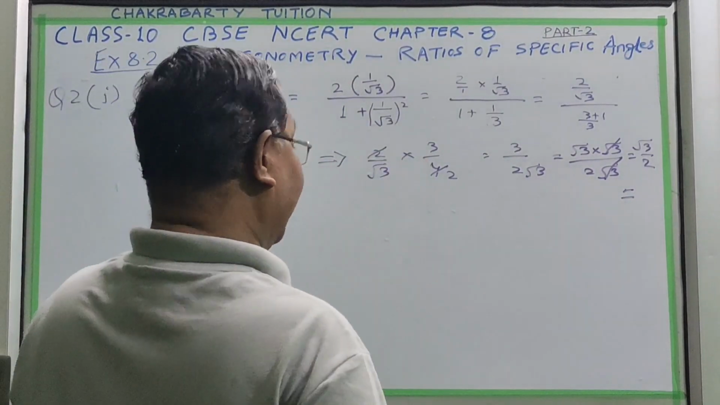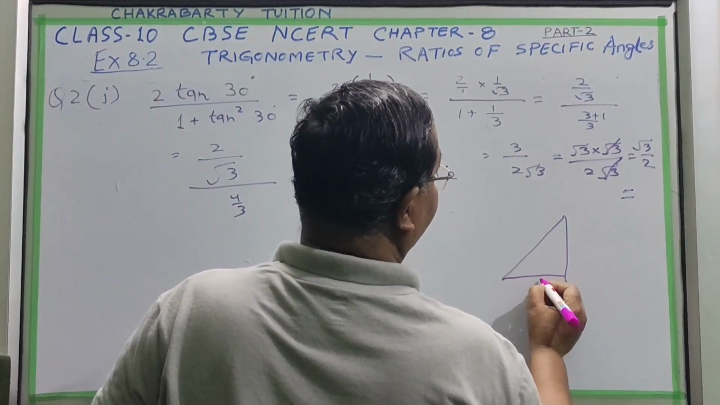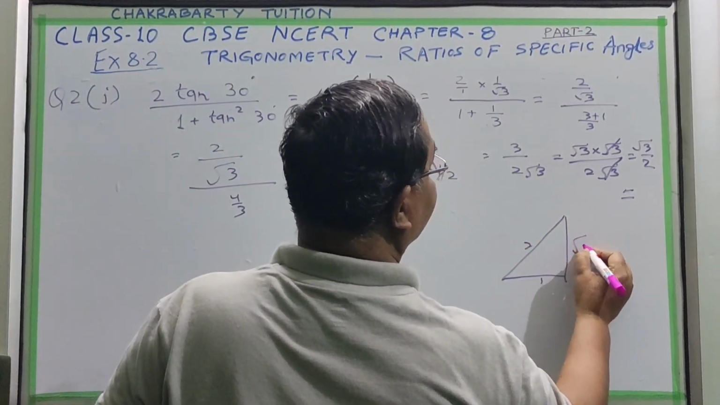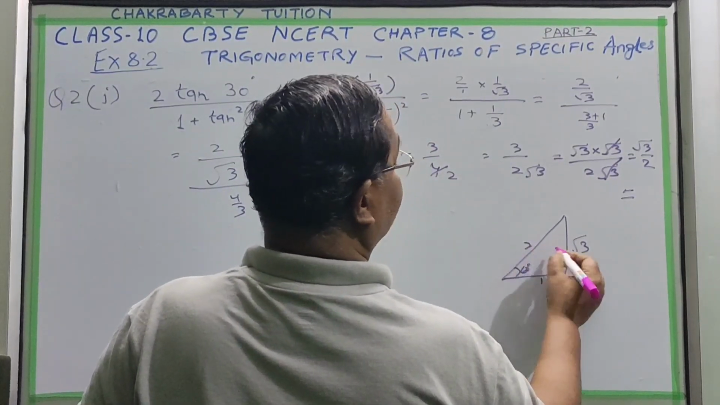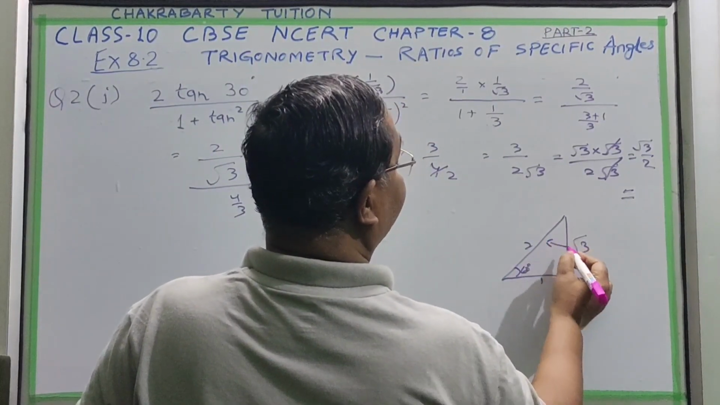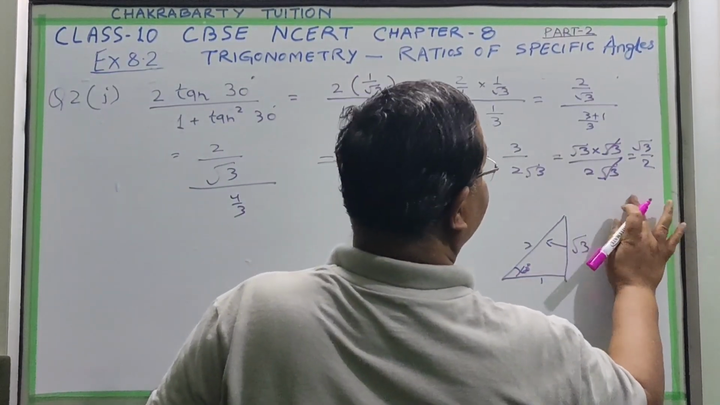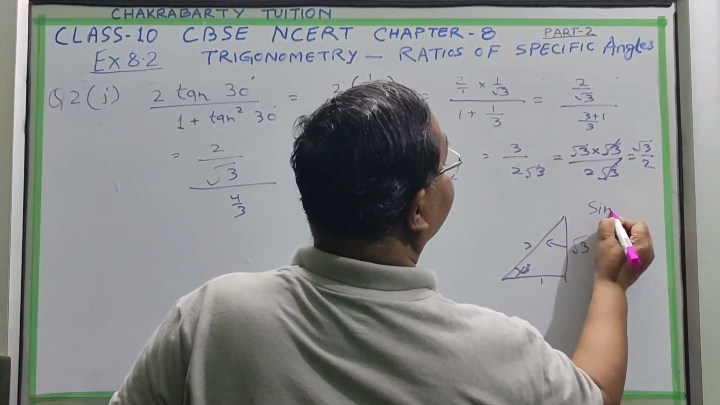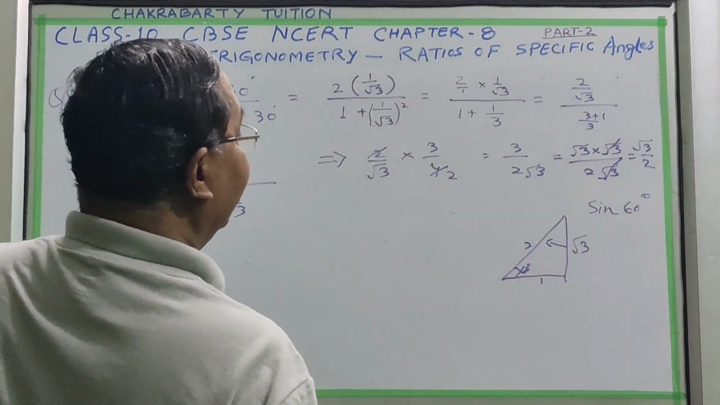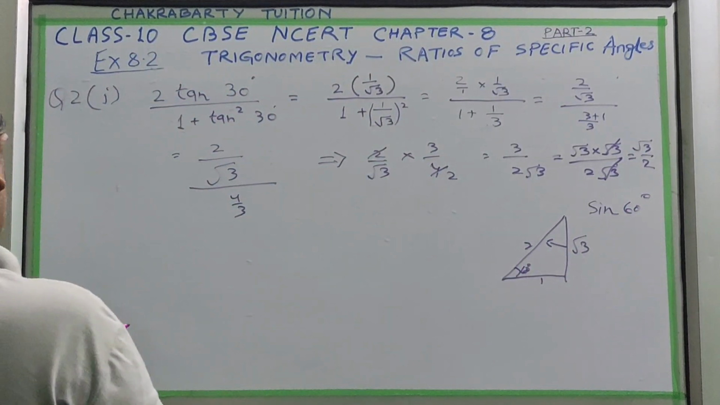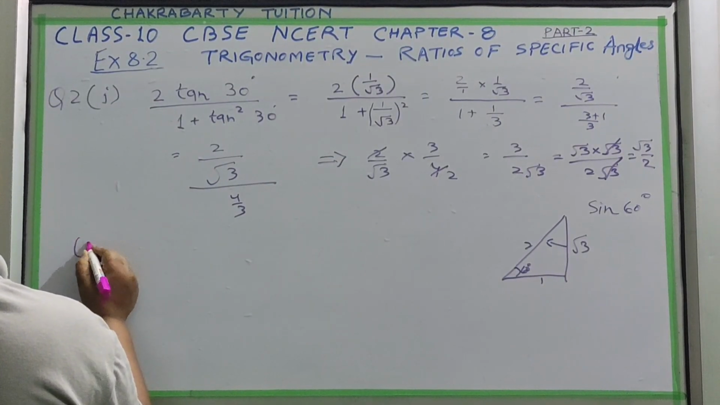Under root 3 by 2, you have to see in the formula which one it is equal to. So under root 3 by 2 is in your 60 degree triangle: 1, 2 under root 3, and it is 60 degree. So 3 upon 2, what is it? It is your sine 60 degree. So your answer will be sine 60 degree. Okay, question number 1 is done. Now we will do the second question, part 2.